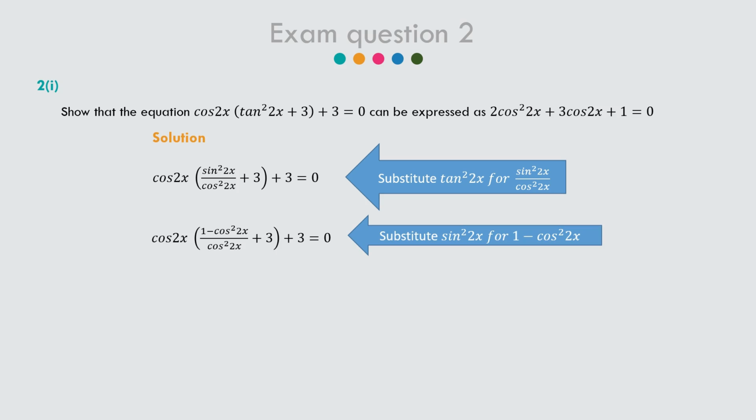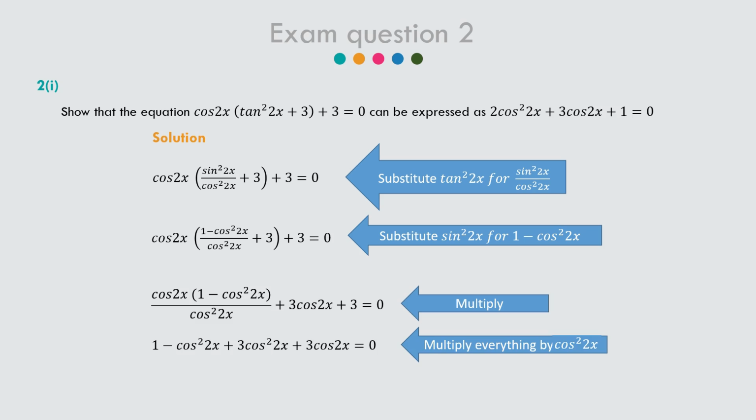Once we do this, we can eliminate the sine squared 2x by substituting it for 1 minus cos squared 2x. Expand the bracket by multiplying by cos 2x. Now multiply everything by cos squared 2x to eliminate the denominator on the first part of the equation. Once we do that, all we need to do is simplify to obtain the result.